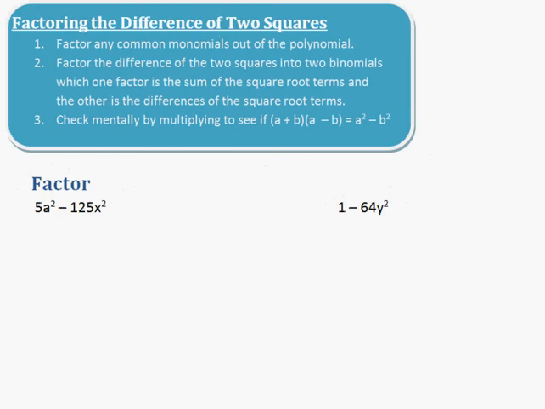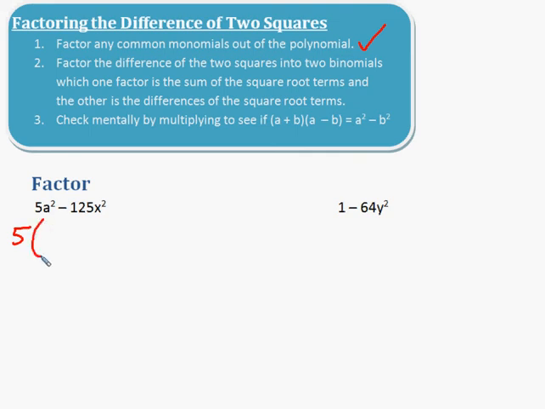So factoring the difference of two squares, I mentioned last lesson that this is the thing we always want to do first: factor any common monomials out. And then we factor the difference of squares like we've been doing. And then we can check mentally, we can multiply. So looking here, first thing we want to do is see if we can factor out anything in common. Well, there's a 5 that goes into both of those. This has an a and this has an x, so that's not a common factor.